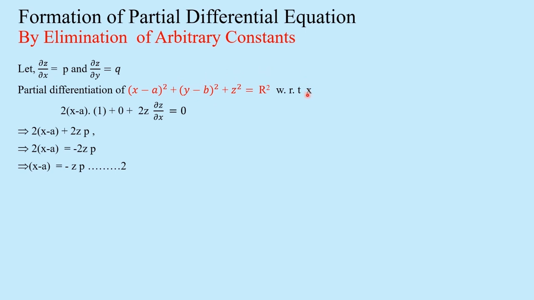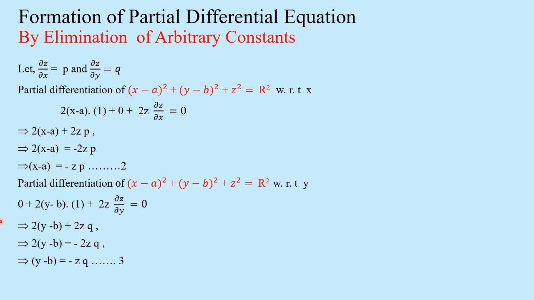Here y, when we differentiate with respect to x, this y will be considered as a constant. So differentiation of constant is 0. So this b is also constant. Differentiation of constant is 0. So this term will become 0. Here z square will become 2z. Then chain rule. Differentiation of z is dou z by dou x. So we get this equation.